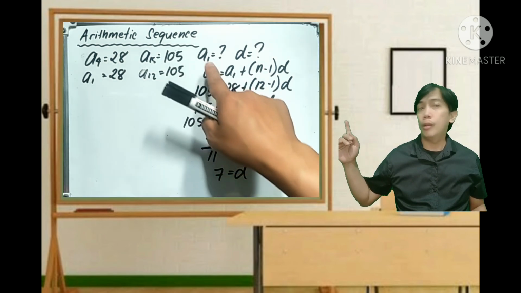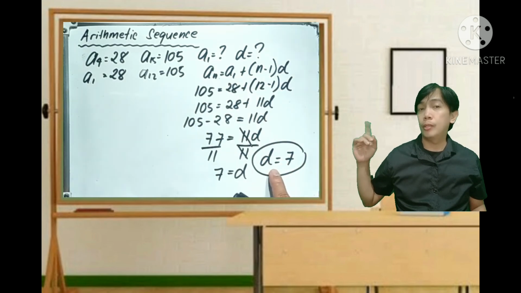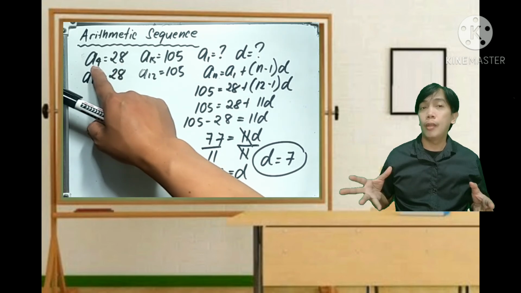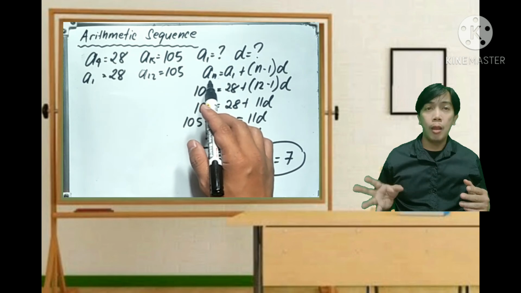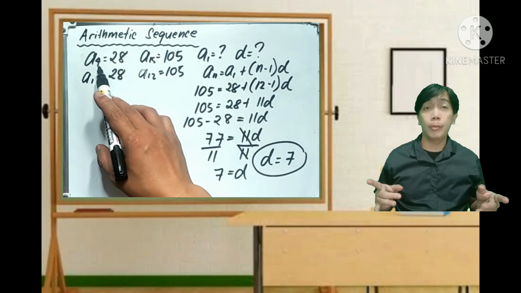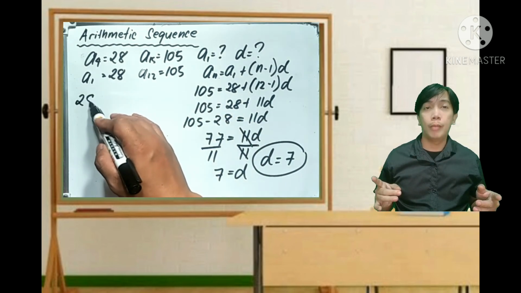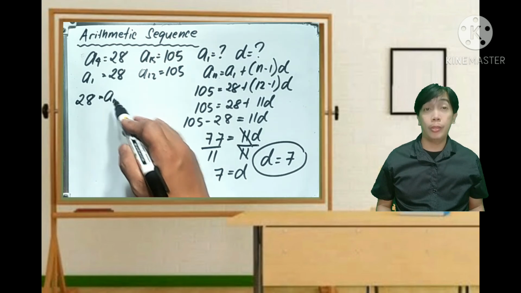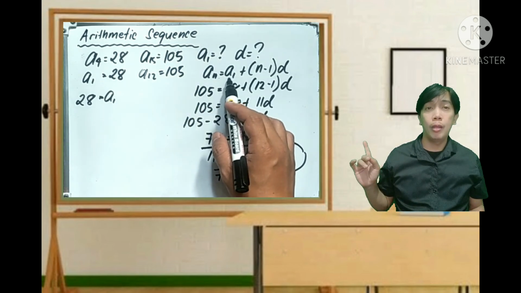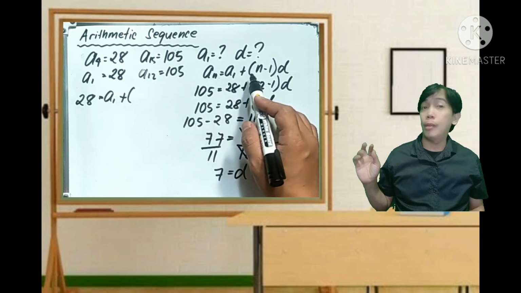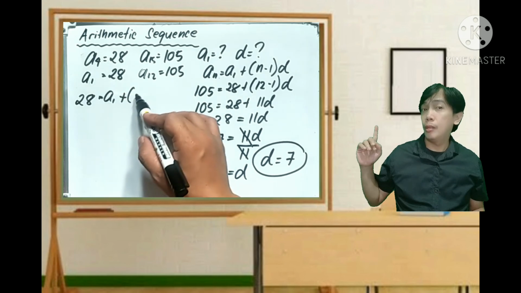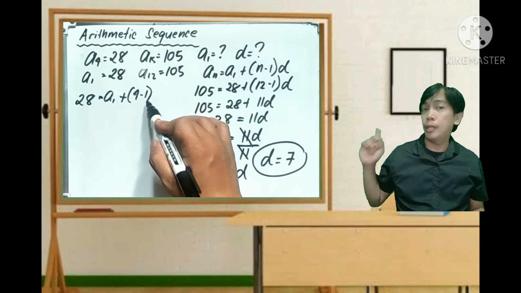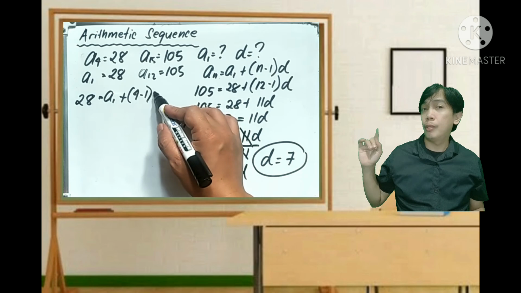Now, to get our original a1, since we already have the d here, let us use the original given, which is 28, as the fourth term. So we have here a sub n, the last term. I'll be assuming a sub 4 here is our last term, which is 28, is equal to a sub 1, the original a sub 1, which is unknown, plus, since I use 28 here, our n here will be 4, since that is the fourth term. So 4 minus 1 times the d, the common difference here, which is 7.